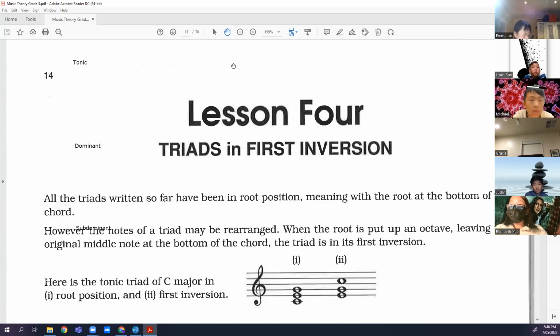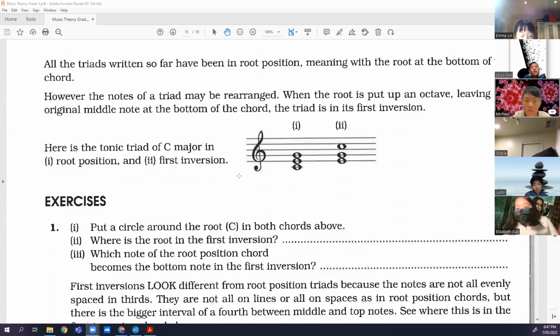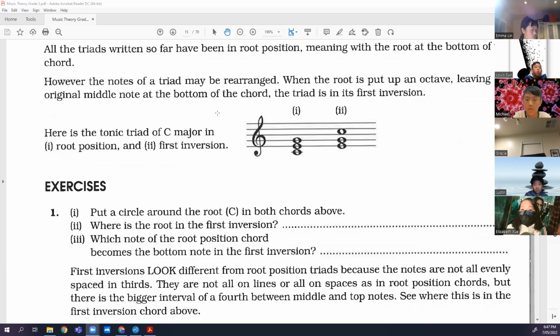So, triads in first inversion. Hooray, something more about triads. All the triads that I just got you to identify are in what's called root position, meaning the root is at the very bottom of the chord. But the notes of a triad can be rearranged. If you put the root up an octave, leaving the middle note at the bottom, the root becomes the top note, and the triad is now in what's called first inversion.